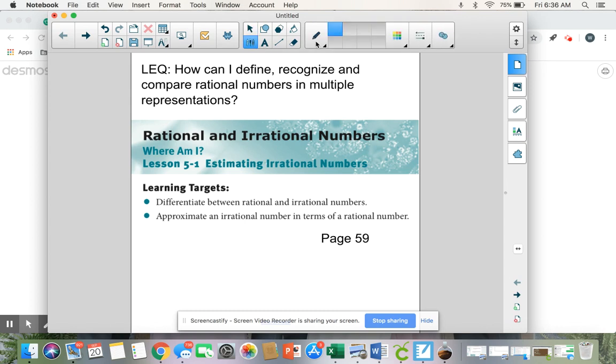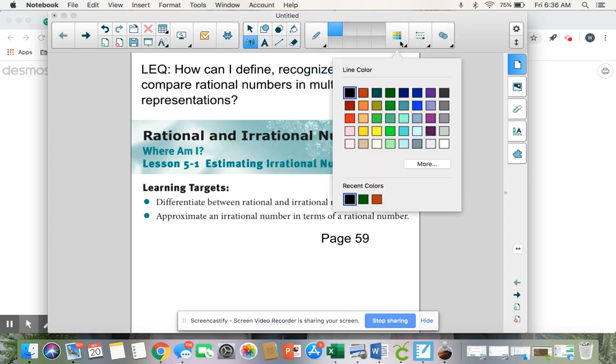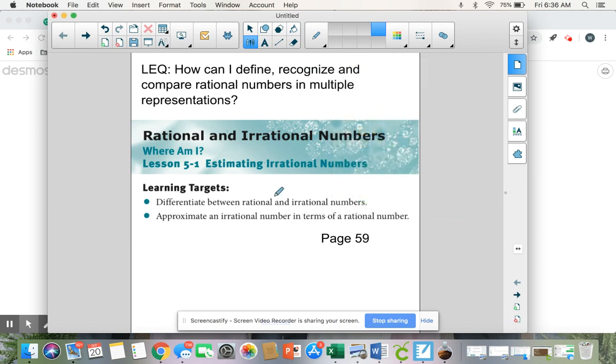Within this LEQ, we are going to work on two different learning goals. Today's learning goal is differentiating, or telling the difference between, rational and irrational numbers. So today we're going to focus on learning our two vocabulary terms, rational and irrational. I want you to turn to your partner and say rational and irrational. Once you have said that, continue watching.